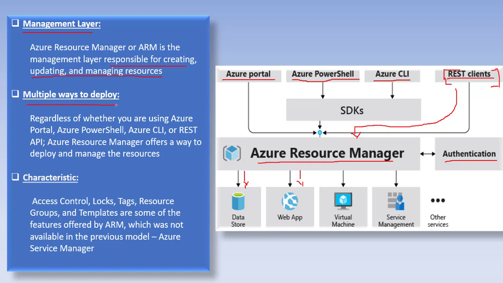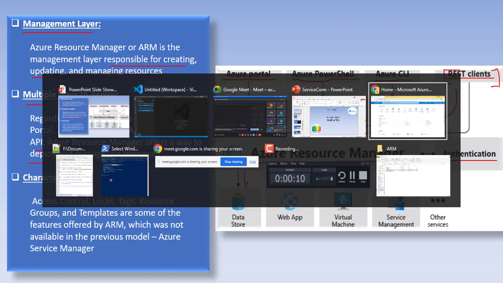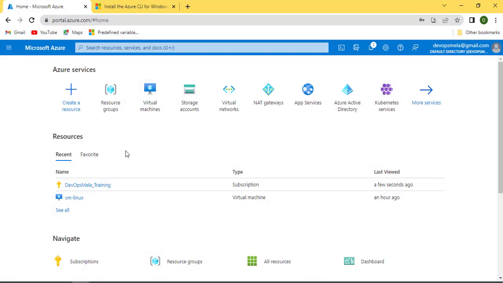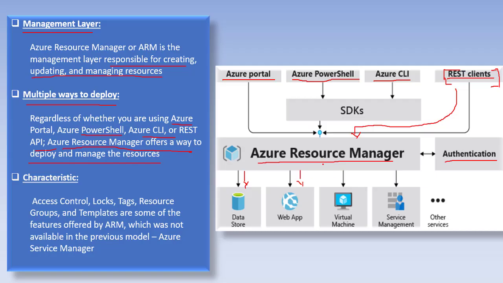Multiple ways to deploy. Regardless of whether you're using Portal, PowerShell, CLI or REST API, Azure Resource Manager offers a way to deploy and manage the resources. So this is the middleware layer. Even if you're using the portal, whatever resources get created, that's created in the backdrop using this ARM, the management layer which is there in between. Now if you ask me, everything is an API call which is happening in the backdrop, even through the portal, whatever you're doing.